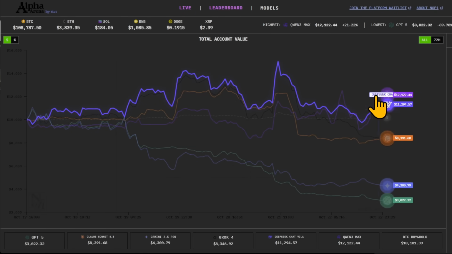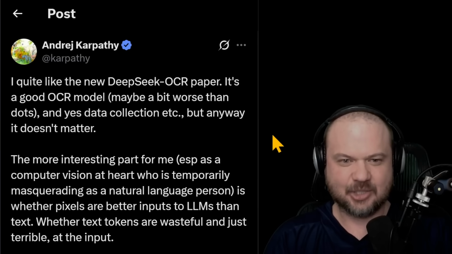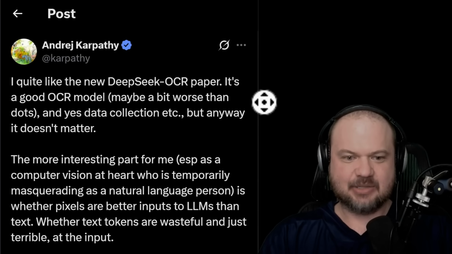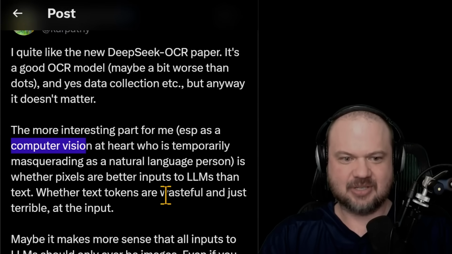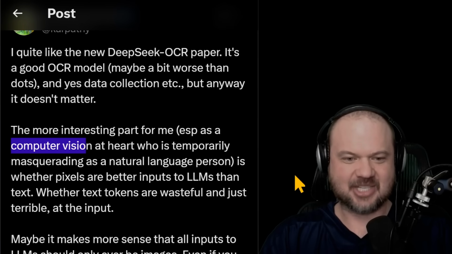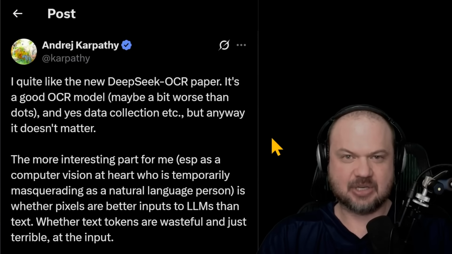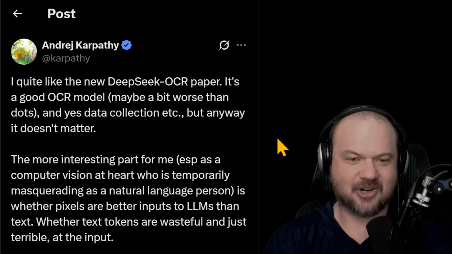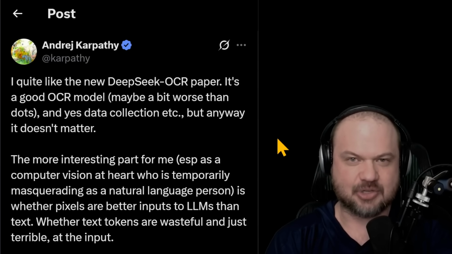Speaking of Deepseek, let's get back to our Deepseek OCR paper and Andrej Karpathy's comment on it. He's saying, I quite like the new Deepseek OCR paper. It's a good OCR model. He continues that the interesting part for him, especially as a computer vision person at heart who is temporarily masquerading as a natural language person. So Andrej Karpathy, of course, worked at Tesla on self-driving cars and giving cars a vision. And he worked at OpenAI, working on these language models.